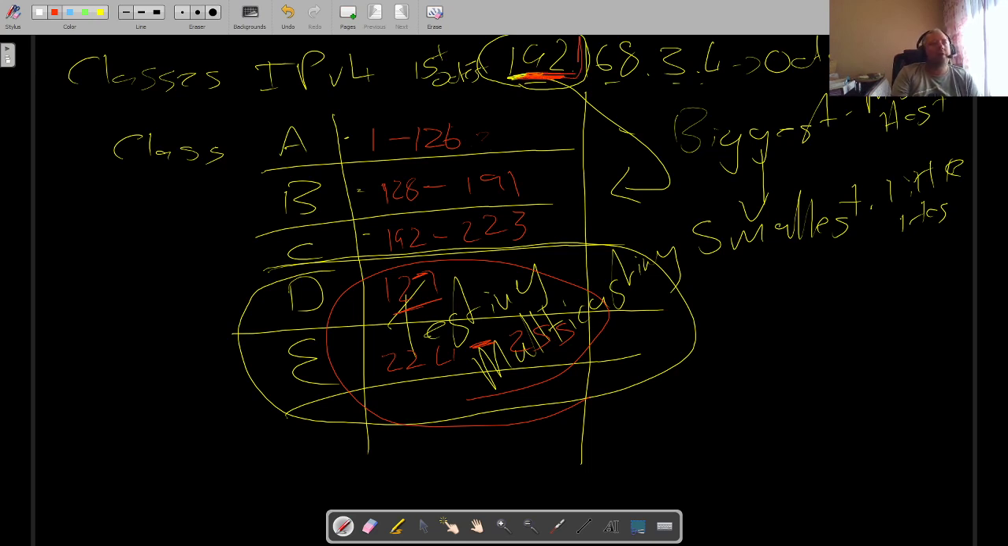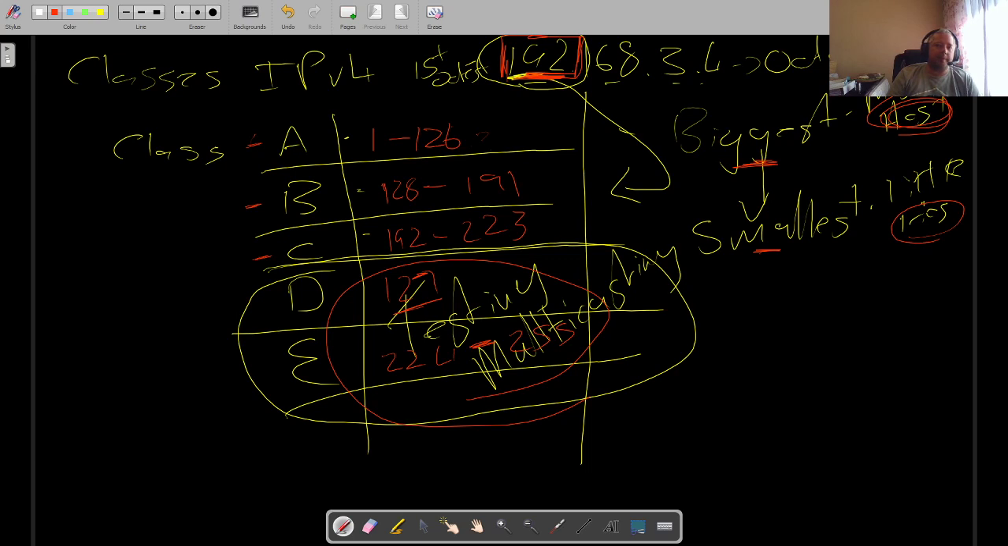By looking at the first octet, the first number, that can tell us if it's a class A, a class B, or a class C address. And then by looking at class A, B, and C, I can tell you how big that network is. Does it have a lot of hosts, or does it have a very small amount of hosts?